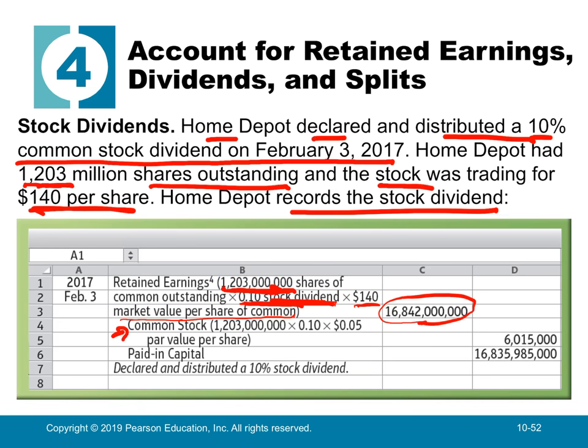We're going to credit common stock for the new shares issued at par, which is the 1,203,000,000 shares outstanding, 10% dividend, 5 cents per share par value. This was from an earlier example. So the common stock is issued at par, and then everything else is going to be paid in capital. So this is declaring and distributing a 10% stock dividend, not cash, but stock. Take a look at this slide, let this sink in.